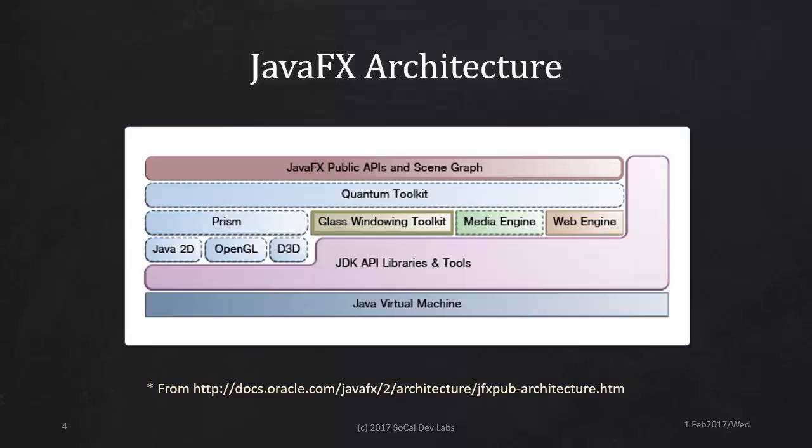In this slide, what we are seeing is the JavaFX architecture. All these public APIs and the scene graph sit on top of the Quantum Toolkit, which has below it Prism, Glass Windowing Toolkit, Media Engine, and Web Engine. And obviously Prism is the one driving the Java 2D APIs and OpenGL and D3D.